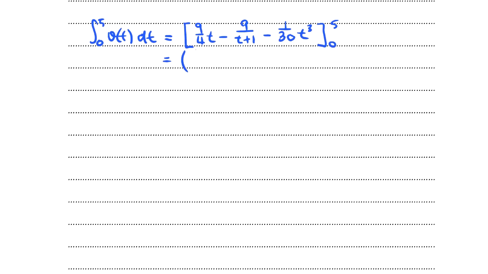5 nines, 45 on 4, minus 9 over 5 plus 1 is 6, 9 on 6, minus t cubed, 5 times 5 is 25, 5 times 25, 125 on 30, and we're going to subtract 0. 0 plus 1 is just 1, 9 divided, minus 9, and 0.